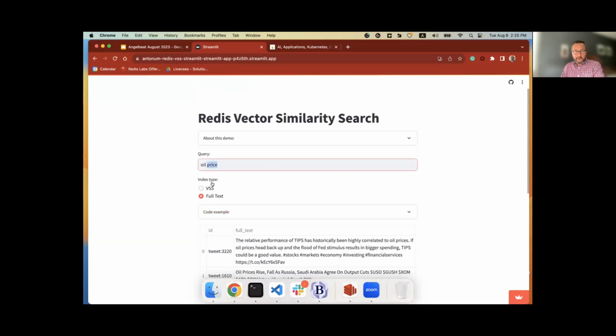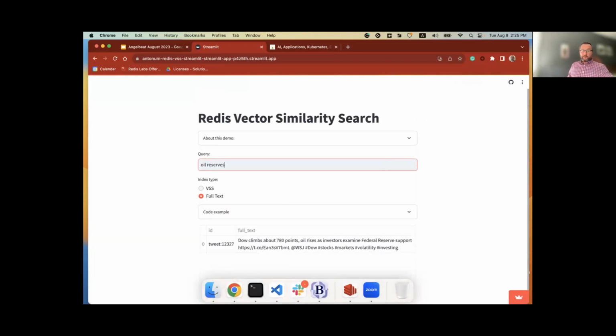If you go to things like oil reserves, and start looking with full text search, oil reserves would return you only one tweet that contains the word oil. It contains the words Federal Reserve. Yes, you have a linguistic match. Both words are here, but it's not really relevant in terms of what you're trying to find. The combination of oil and Federal Reserve is not oil reserve. It's just that these two words happen to be in the same tweet.